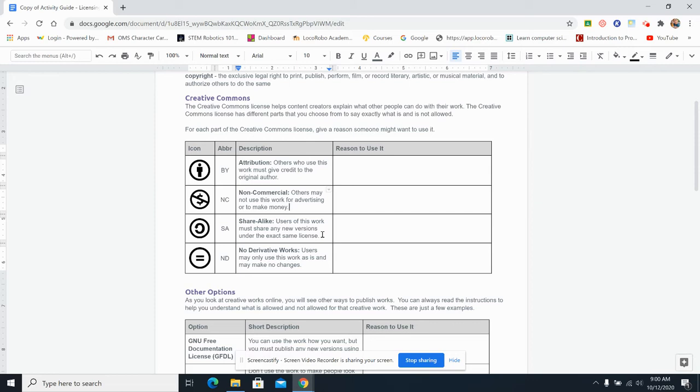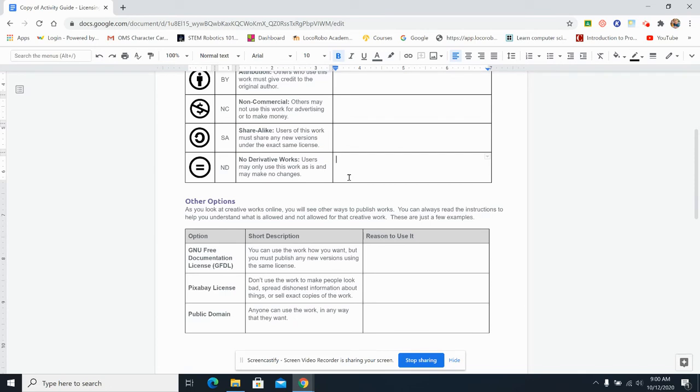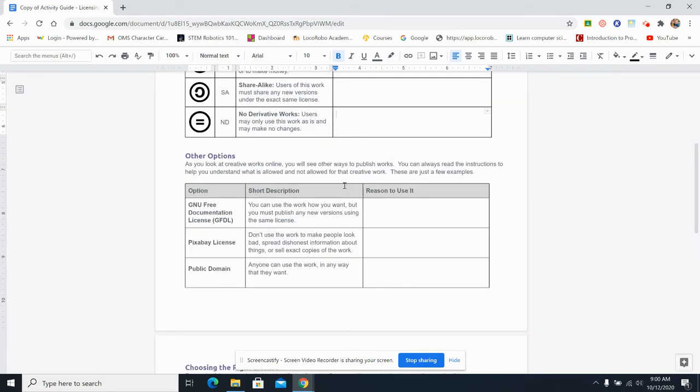Share alike. Users of this work must share any new versions under the same exact license. And no derivatives. Users may only use this work as is and may not make any changes. So it's got to stay the way it is. Nope, you can't make a meme out of it. That's okay, other options. As you look at creative works online, you will see other ways to publish works. You can always read the instructions to help you better understand what is allowed and not allowed for that creative work. These are just a few of the other examples.